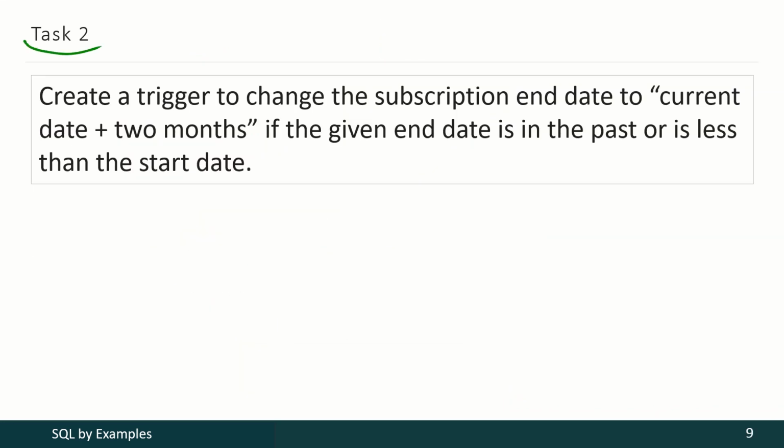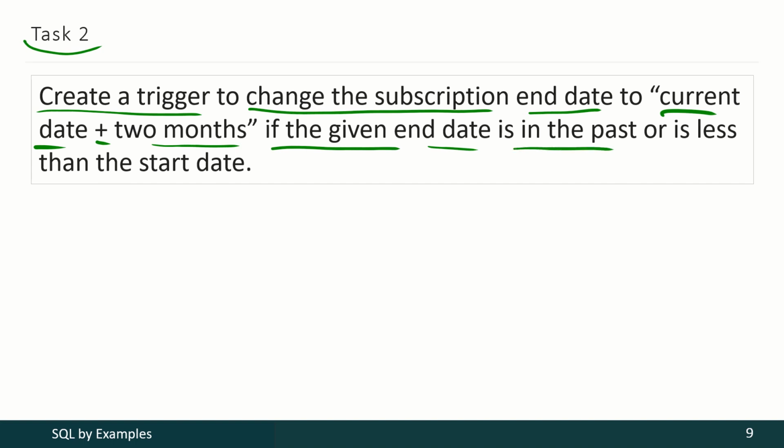In the second task, we have to create a trigger to change the subscription end date to current date plus 2 months, if the given end date is in the past or is less than the start date.